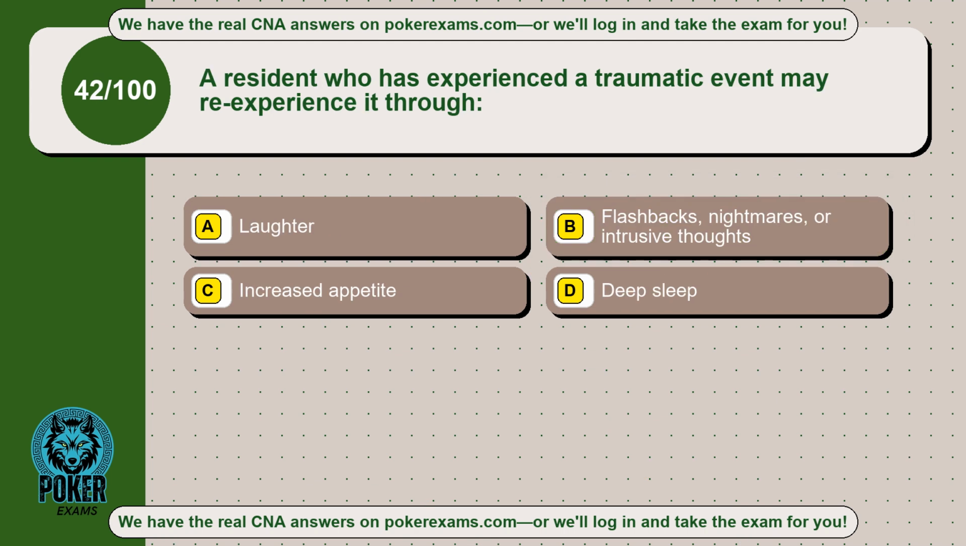Question 42. A resident who has experienced a traumatic event may re-experience it through? Option A, laughter. Option B, flashbacks, nightmares, or intrusive thoughts. Option C, increased appetite. Option D, deep sleep.